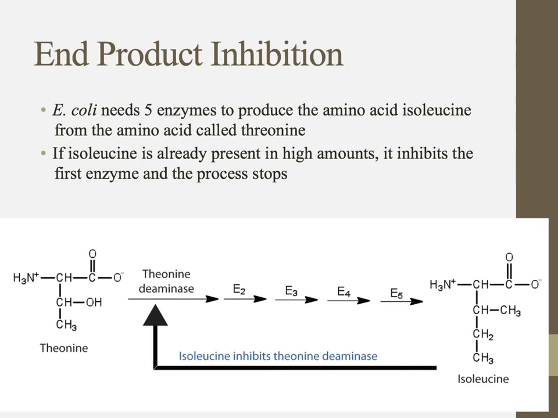All right, and for an example of this, we're going to go back and talk about bacteria again, specifically E. coli bacteria. They need 5 different enzymes to take the amino acid threonine and turn it into isoleucine. Well, if they already have enough isoleucine, this isoleucine is going to bind to the allosteric site of the first enzyme, and then none of this happens. We can't jump forward. These have to happen in sequence, and if one enzyme has been inhibited, then this reaction pathway stops.